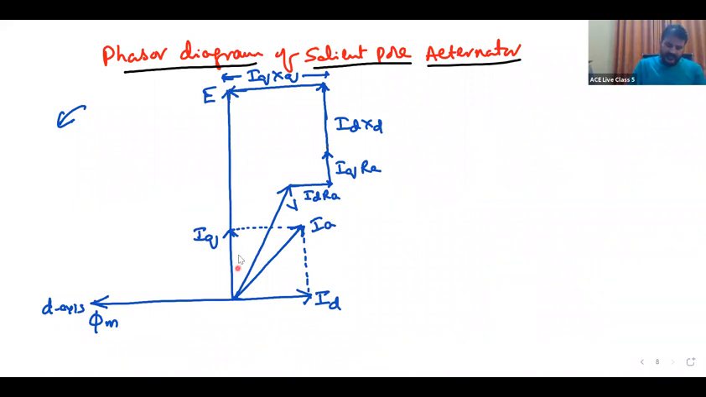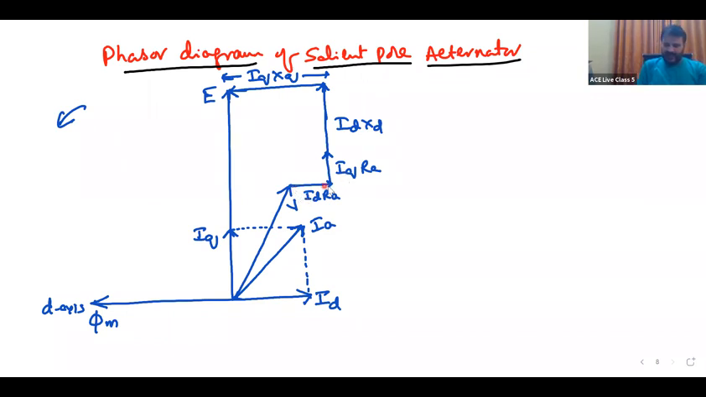This is E. Now V lags with an angle delta. I am taking a lagging power factor. IA is divided into two components, ID and IQ. Now, from the tip of the V vector, add all the drops. From V, I am starting. To obtain E, all the drops have to be added.